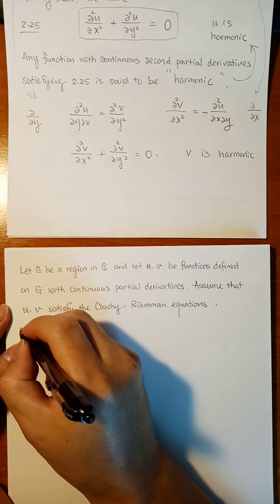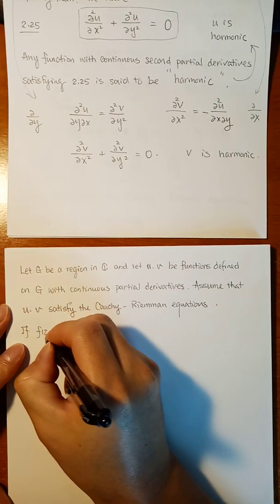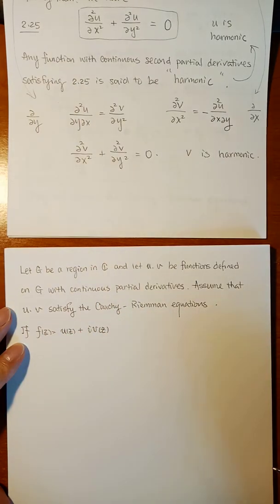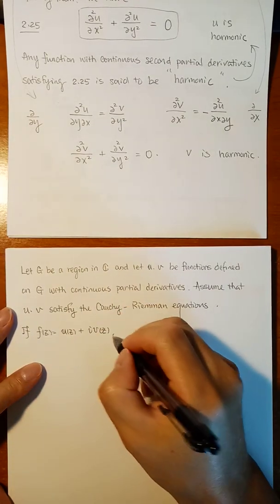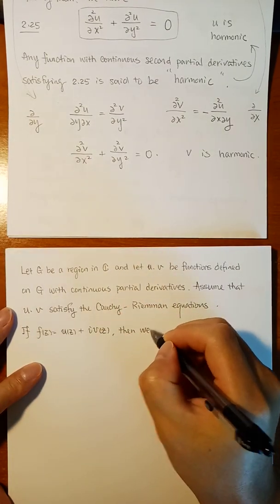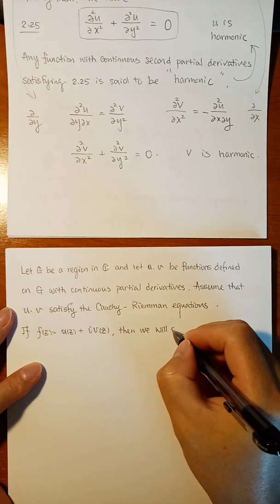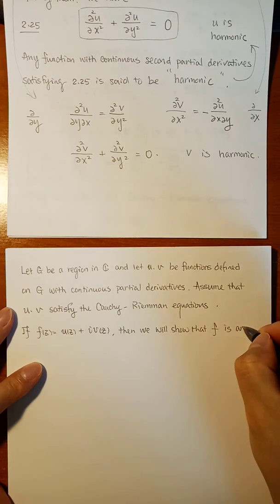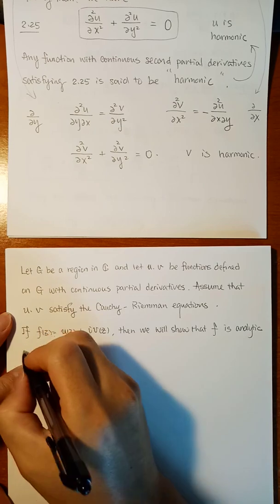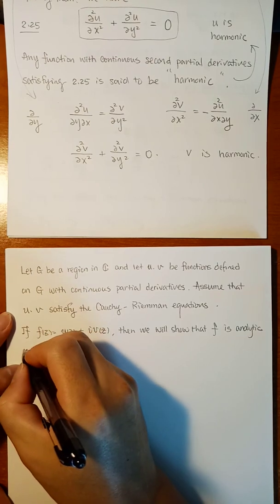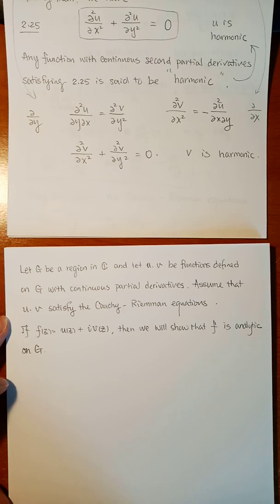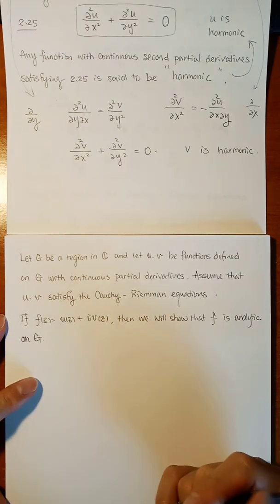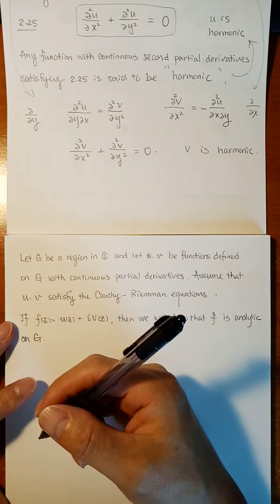So what is the corresponding function? If f of z is defined to be the real part u plus i times the imaginary part v, then we will show that f is analytic on G. All right, so that's our purpose. And once we prove that, we will get that if and only if is a necessary and sufficient condition.